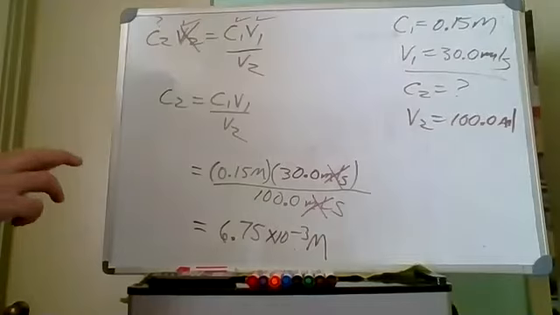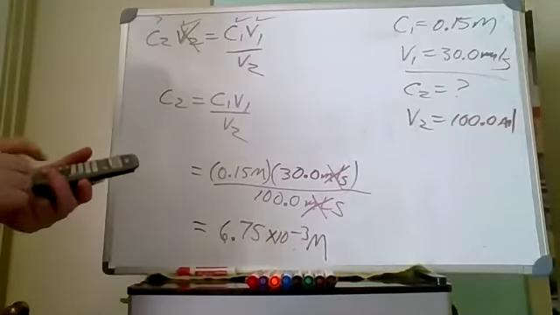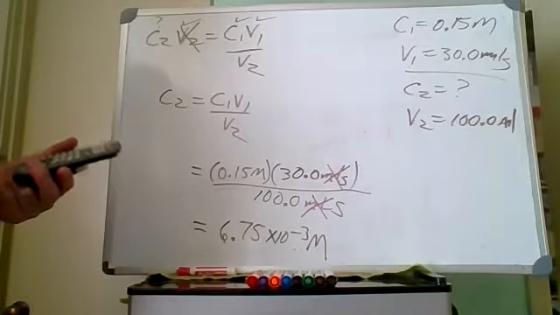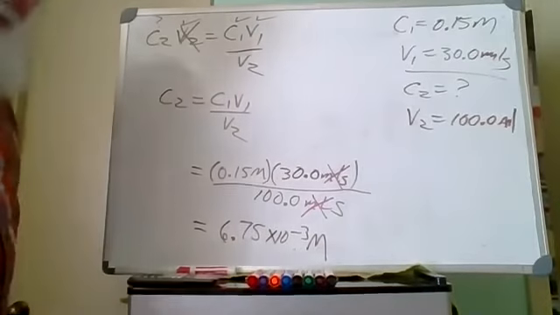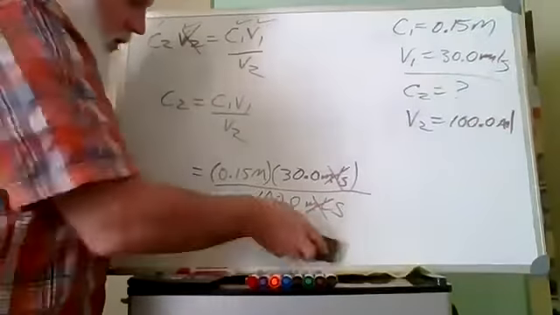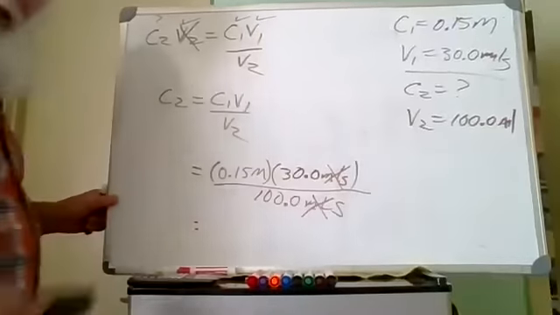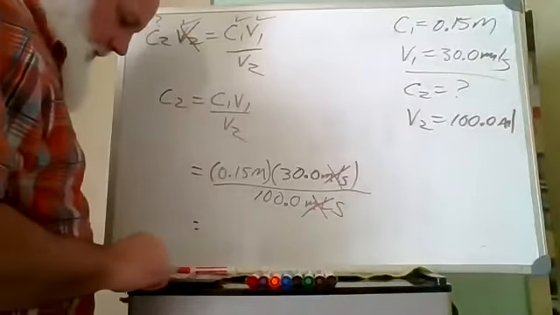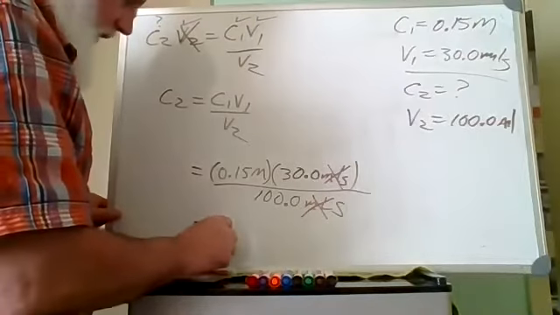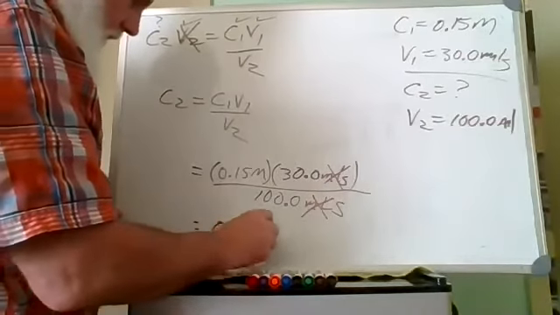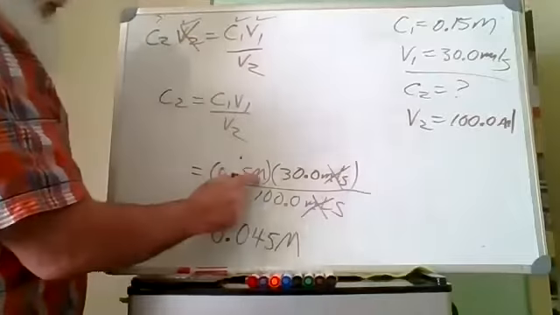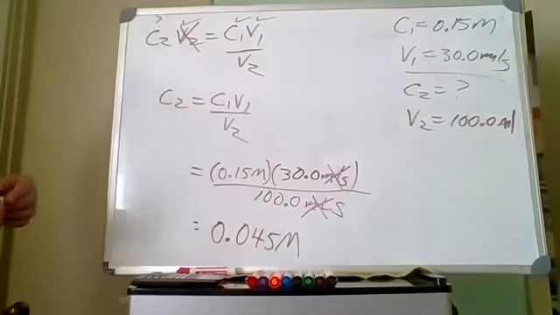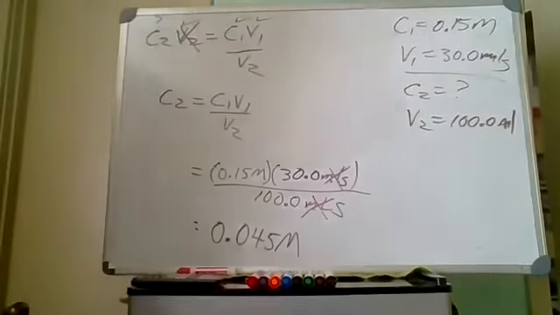Right? I'm going to calculate that one more time just to make sure that it's right. 0.15 times 30 divided by 100 equals. I got 0.045. Yeah, that sounded kind of small. This is why we do every calculation twice. So 0.045 molar. Because the only unit left here is molar. Again, this is why we do every calculation twice.